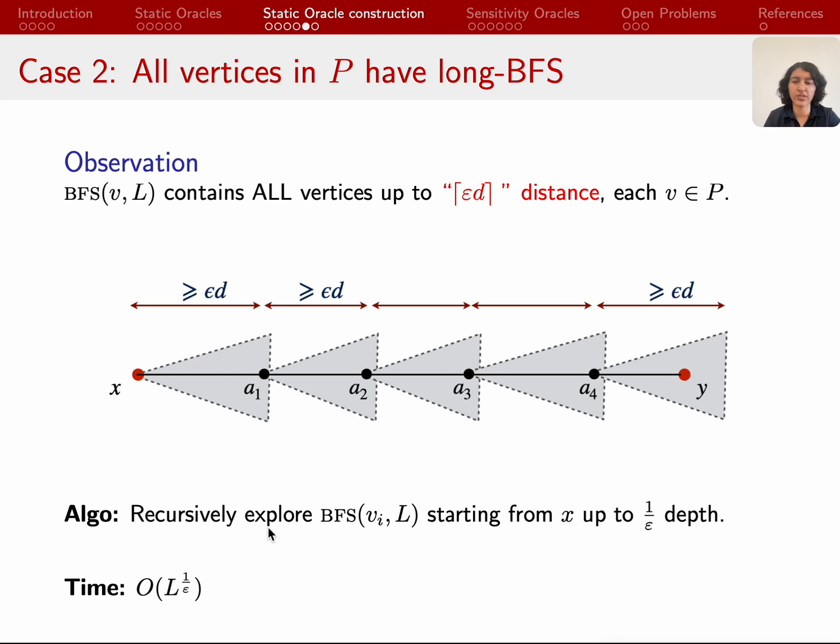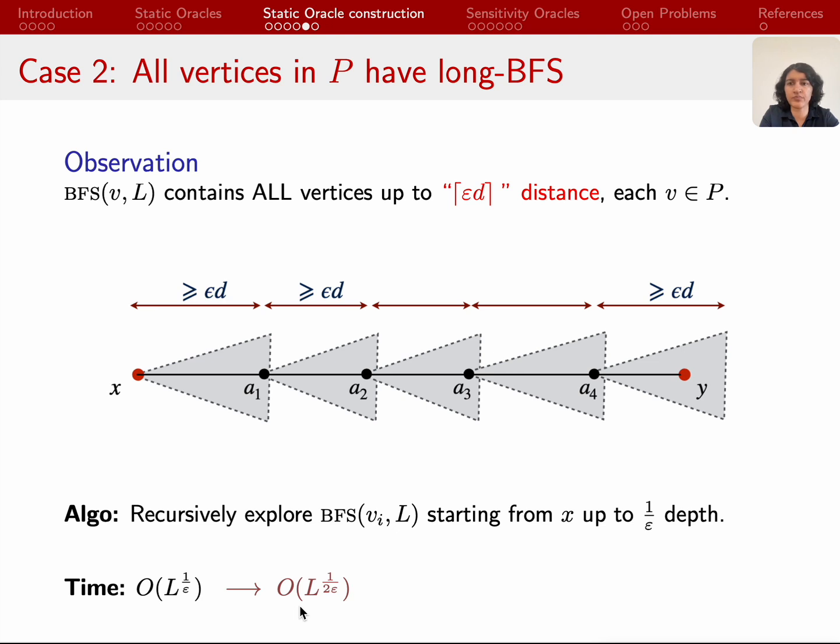We also show that it's possible to bring down this time complexity to L to the power 1 by 2 epsilon, and the argument is that instead of doing a single traversal from x to y, we can start a traversal from x as well as y simultaneously, and we'll just go up to 1 over 2 epsilon depth, and somewhere we'll meet in between, so the time complexity can be reduced.